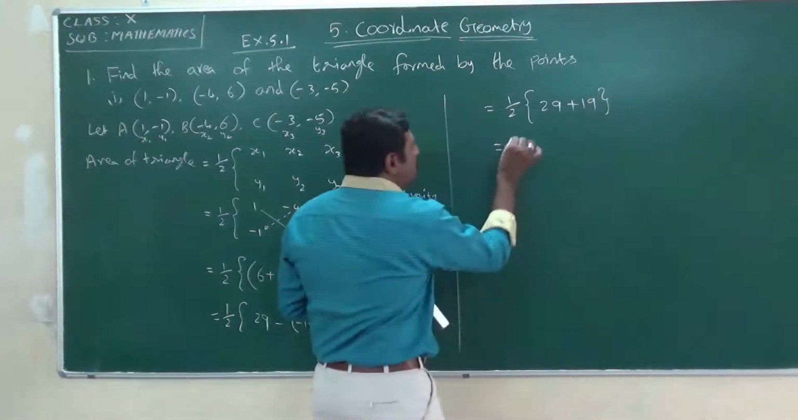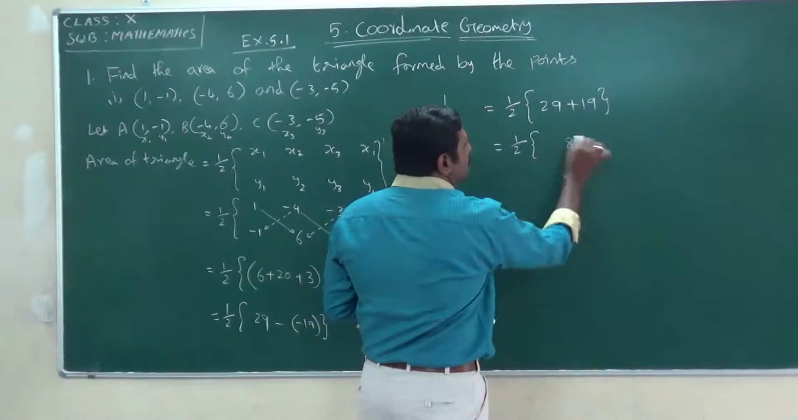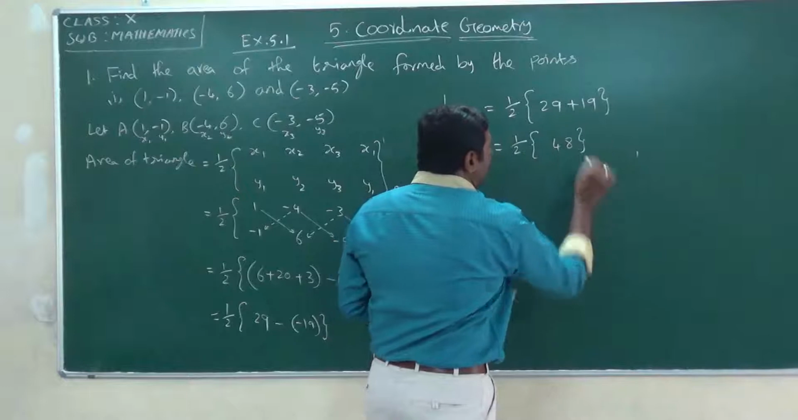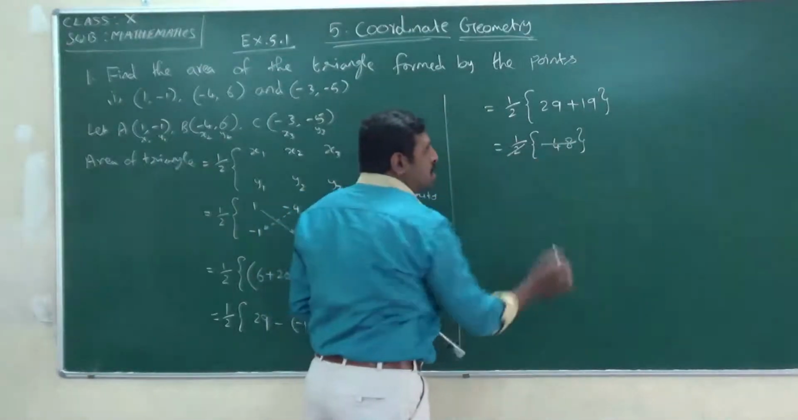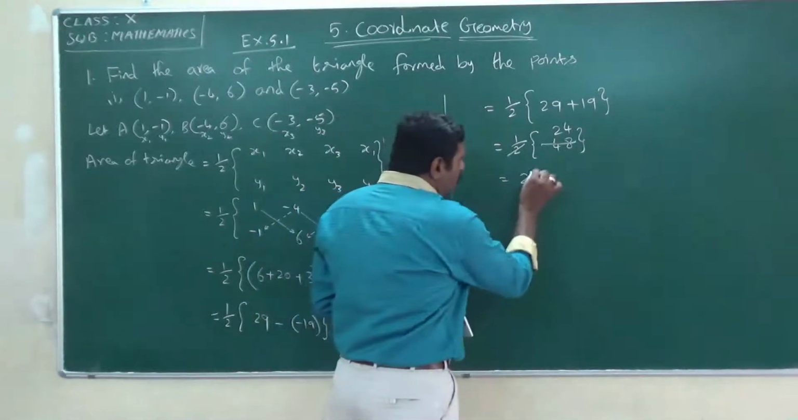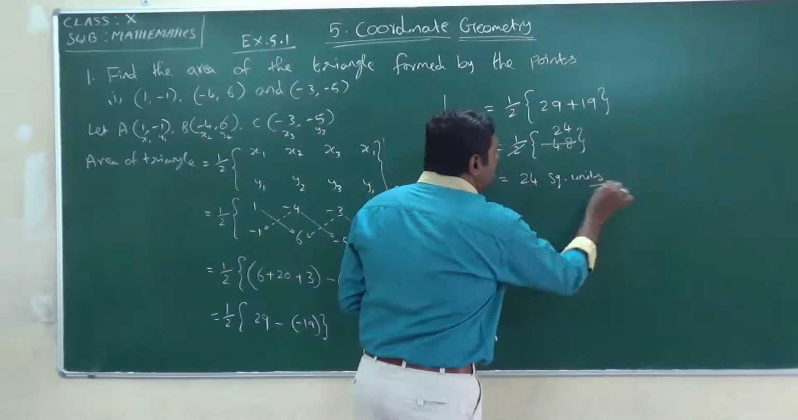Now the sum of this value is equal to 1 by 2. Add these two terms: 9 plus 9, 18, 8 remainder 1. 1 plus 2 is 3, plus 1 is 4. It is 48. Now divide by 2. 48 divided by 2, we get 24. Therefore 24 square units is the answer.